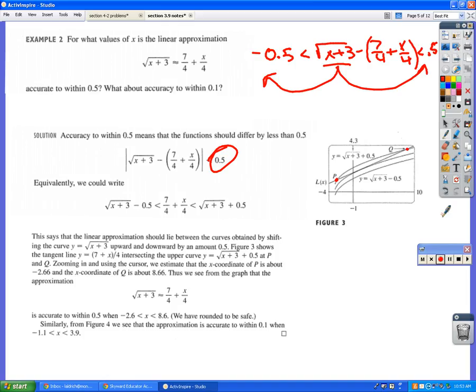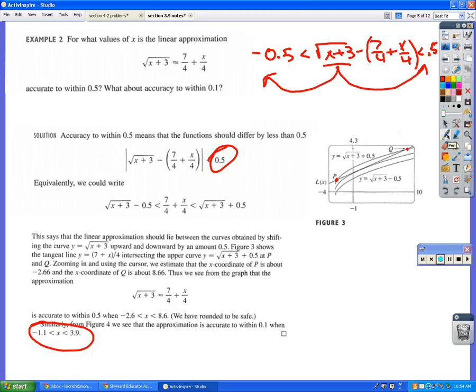So then what they are doing is they are taking this linear approximation right here and setting it equal to the upper range of those things and solving. And when you do that, you find that if you're in between negative 1.1 and 3.9, then your linear approximation is going to be within a half, 0.5, of the real thing.